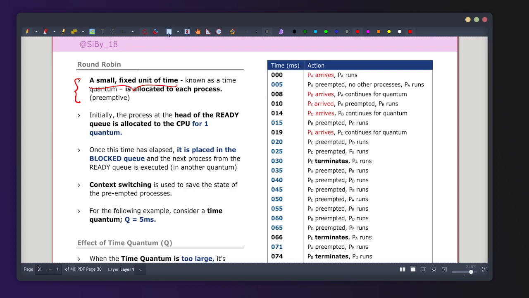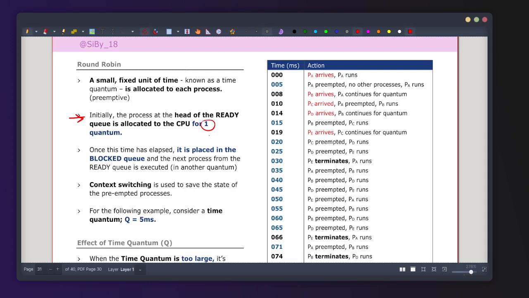So in round robin, a fixed unit of time is allocated to each process. Initially, the process at the head of the ready queue is allocated to the CPU. So the first process that arrives and is in the ready queue goes to the CPU first. So first come first serve there, but it will only get one time quantum. Now time quantum isn't a unit of measurement.